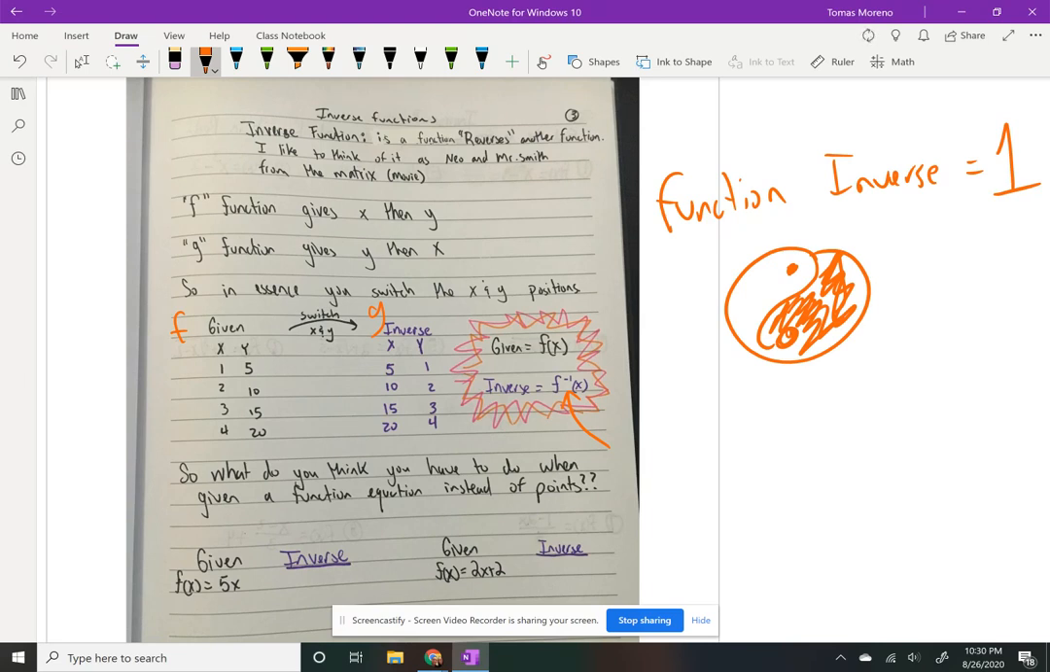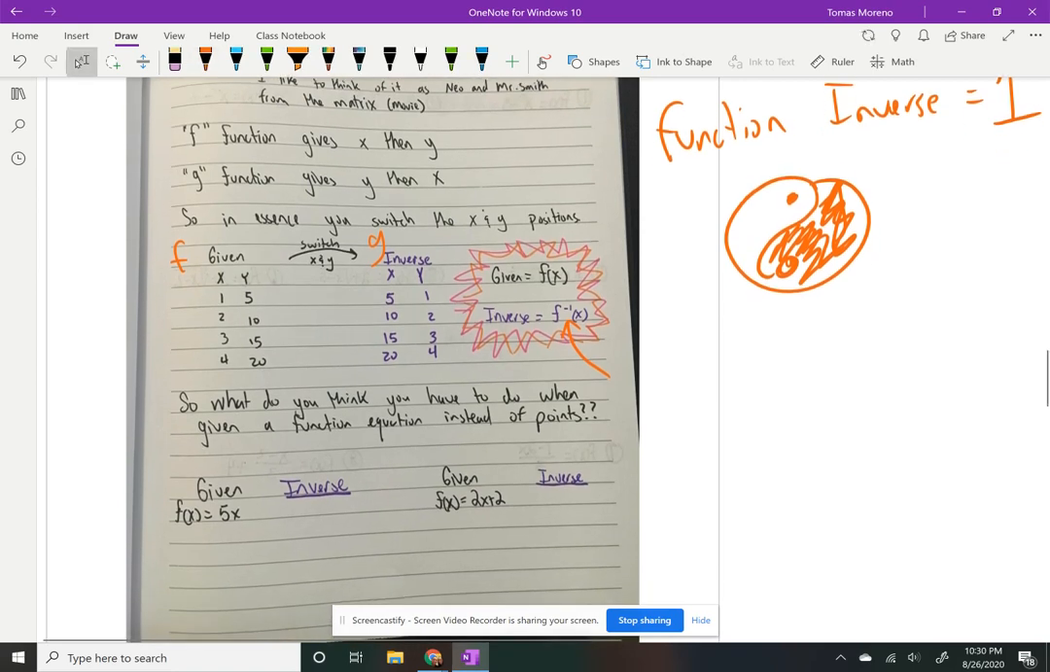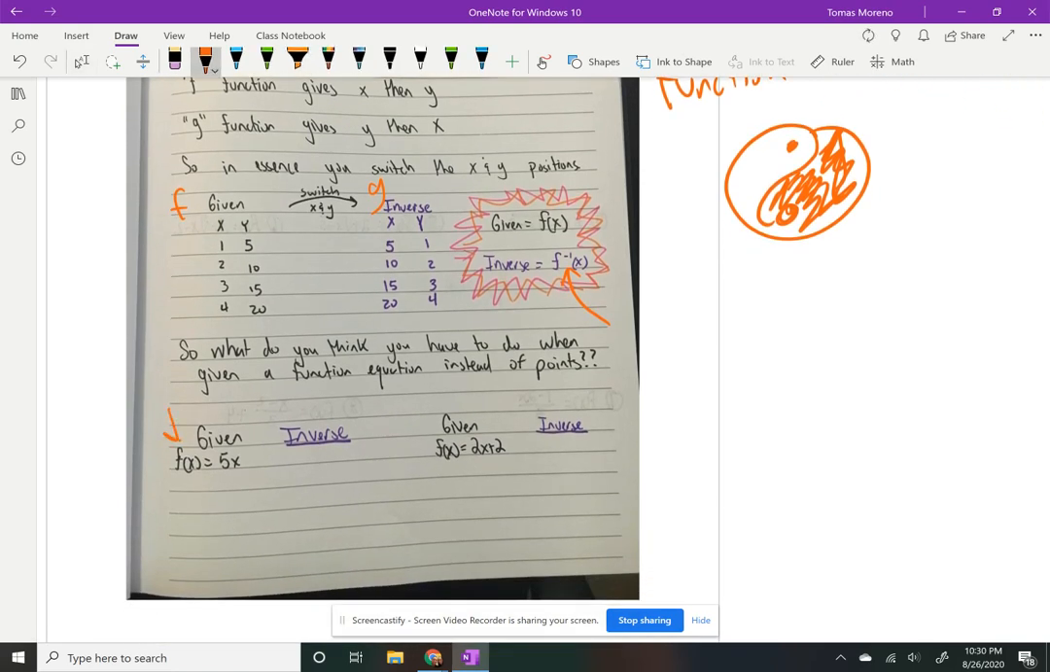Okay, so what I want you guys to do right now is I want you to think. If to find an inverse, all we have to do is switch the x and y positions, what happens when we're given an actual function? What do we do then? Pause the video, think about it. What do you think we do now when we're not given points? We're now given an equation. What do you think we do? Pause the video, think about it, write down your response. Again, there's no wrong answer unless it's no answer. Ready, set, go.